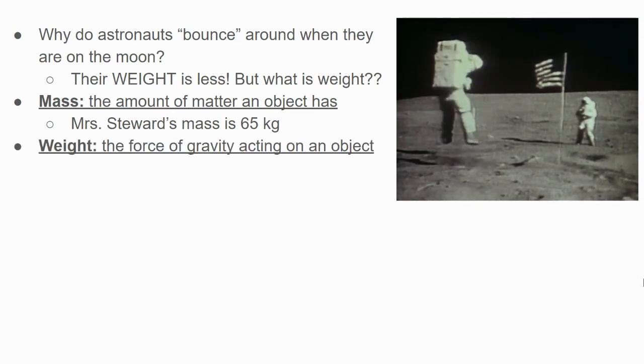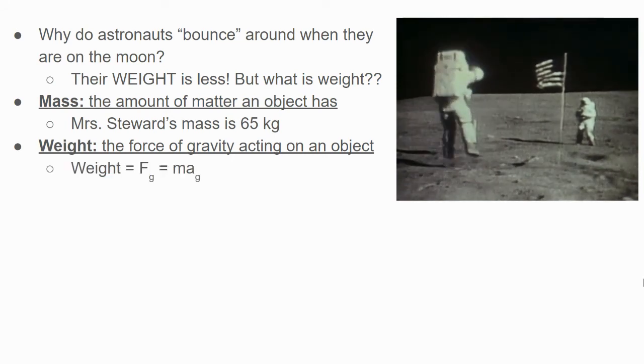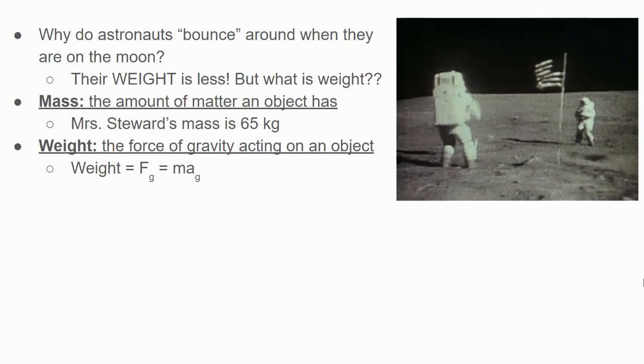Now, weight, on the other hand, is the force of gravity acting on an object. So it's how heavy I feel on the Earth because of the amount of matter I have and because of the gravitational pull on my body, the acceleration of gravity, really. So weight is also called the force of gravity. Now, we know that force is equal to mass times acceleration, so therefore weight will be equal to an object's mass times the acceleration of gravity on whatever planet they're on.